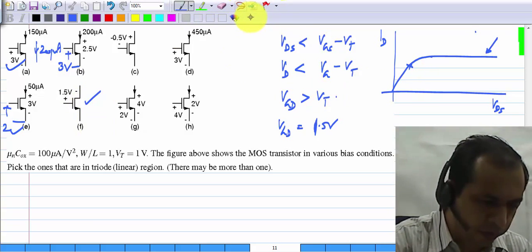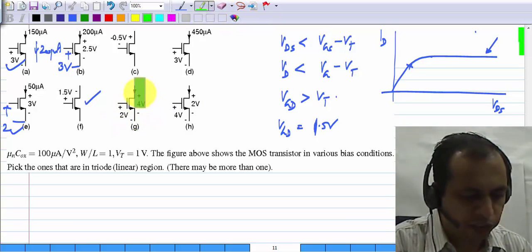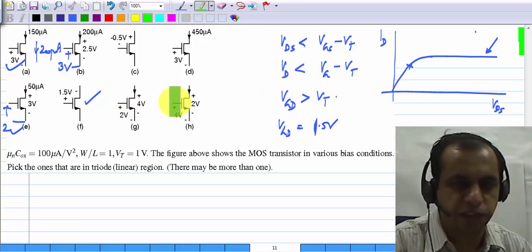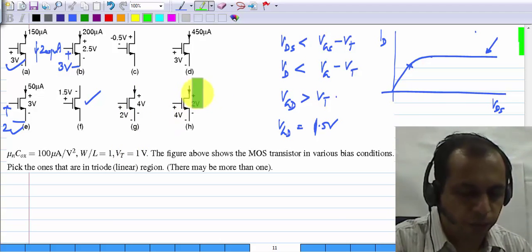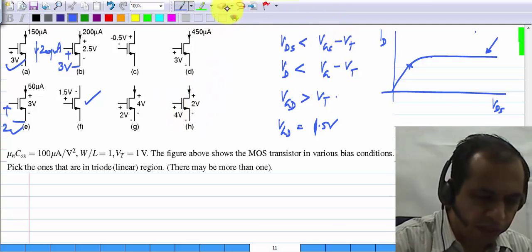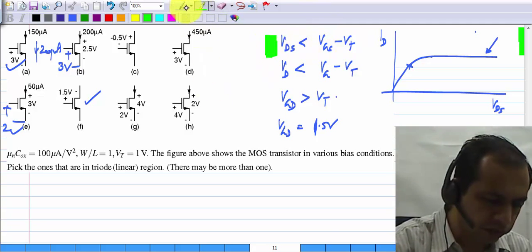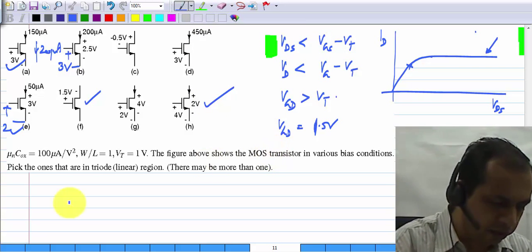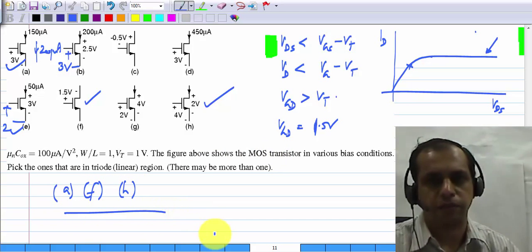And here you are given VGS and VDS. Clearly VDS is more than VGS and it satisfies the saturation region condition. And here it's the opposite. VDS is 2 volts and VGS is 4 volts. So you can easily see that this condition for triode region is satisfied. So this is also in triode region. So A, F and H are in triode region.